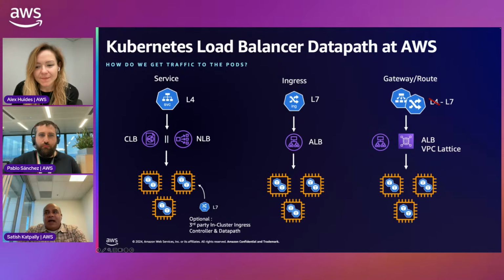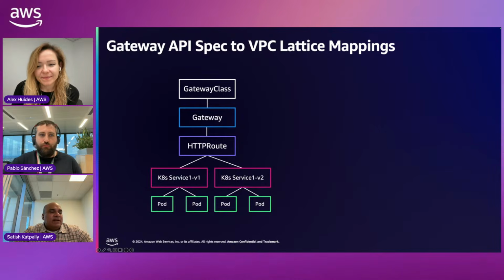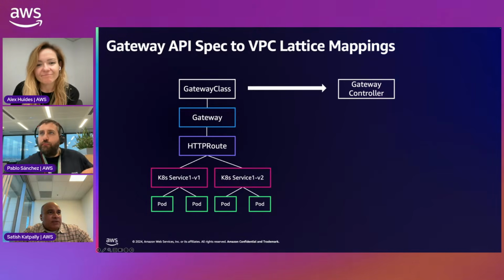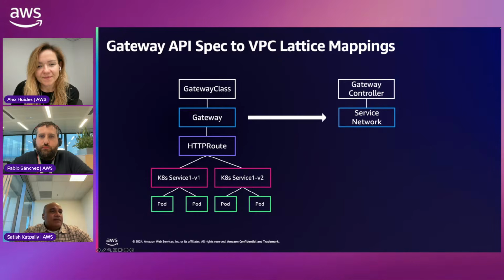Now, if you look at what we take this and the Gateway API spec and map to what happens in Lattice, it's critical to understand that the gateway class itself maps to the Lattice Gateway API controller. If it's an ALB, it'll map to the ALB controller. The difference between ALB and Lattice comes in at the gateway level. In Lattice, the gateway itself is the service network. Because Lattice is also your load balancer, the gateway maps to the service network.